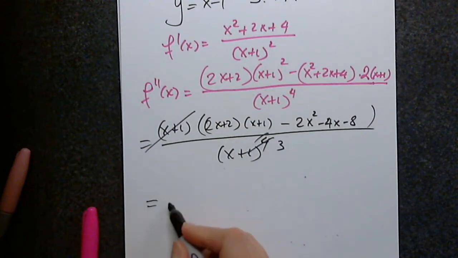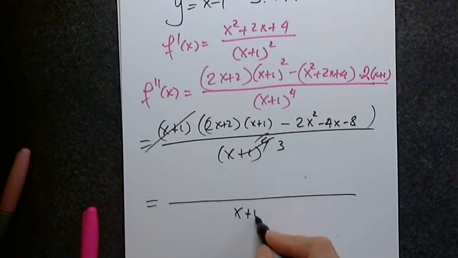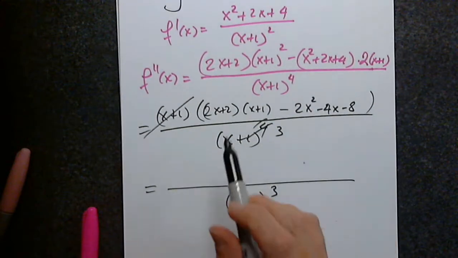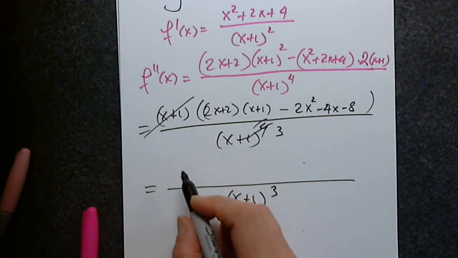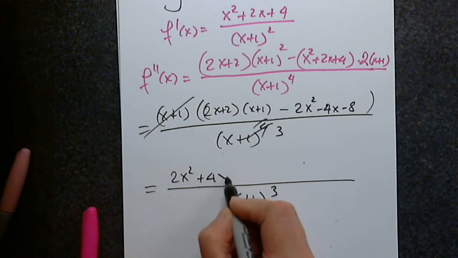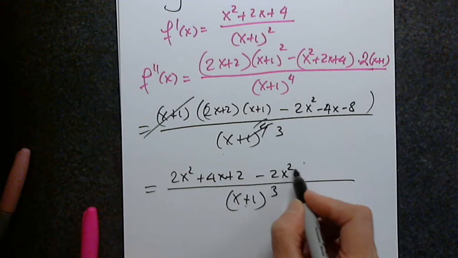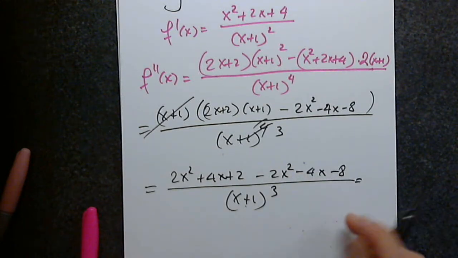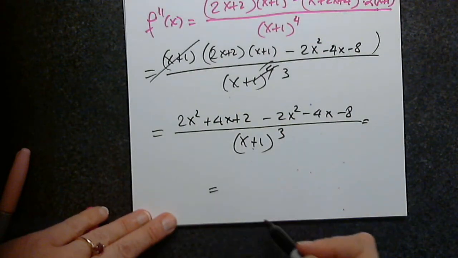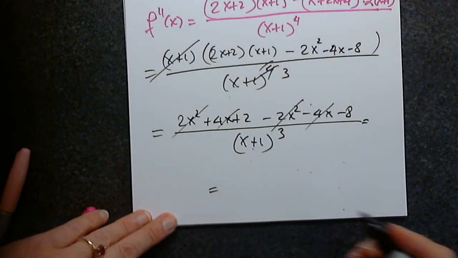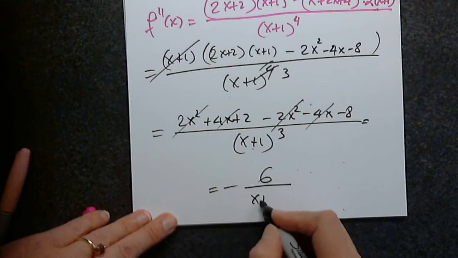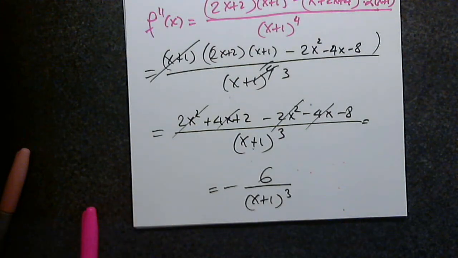So therefore, when I multiply, this is x plus 1 times x plus 1 with a 2 in front. So it's going to be 2x squared plus 4x plus 2 minus 2x squared minus 4x minus 8. I am really happy, right? Because this is negative 6 over x plus 1 cubed. So this will never be 0 because the numerator can never be 0.